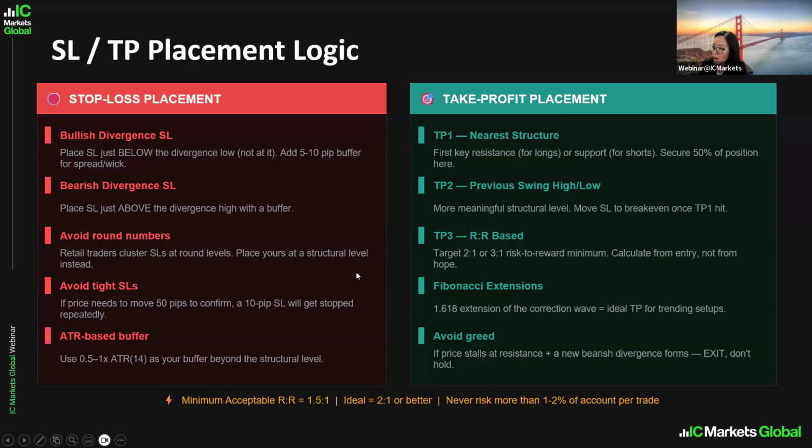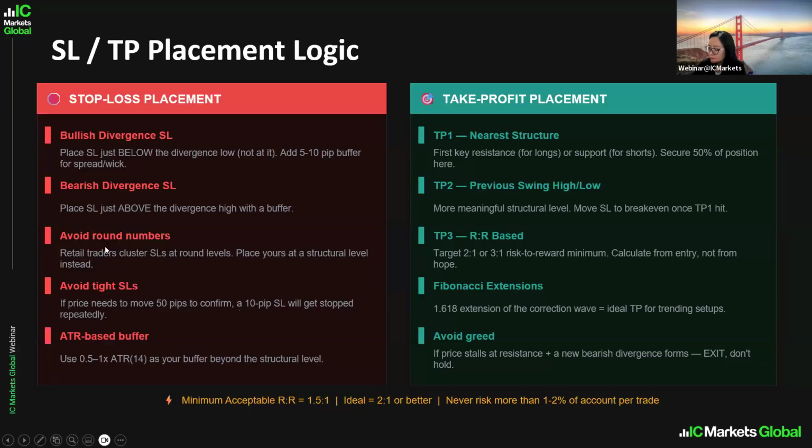Okay, so we're going to cover the stop loss and take profit placement logic. Whenever we spot the divergence, you place the stop loss just slightly below the divergence swing, not exactly at the swing, because sometimes price comes back, hits or clears the stop loss and then reverses. So you can add 5 to 10 or 10 to 15 pips below the swing. For bearish divergence, you place the stop loss slightly above the divergence swing high as a buffer.